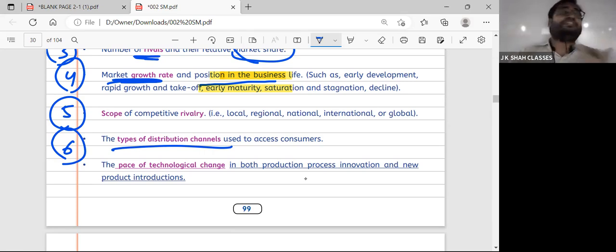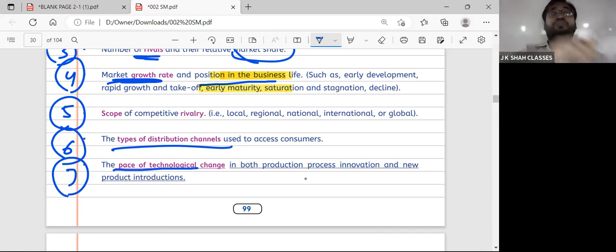How quickly is the technology changing relating to your business? It may be relating to the product. It may also be relating to the production process. Earlier, you used to manufacture your product by hand. Now you use machines. So is there a change in the production methodology? Yes. Why? Because of technological changes. You all understood? This is the 7th point. The pace. Pace means speed. You all understood this?